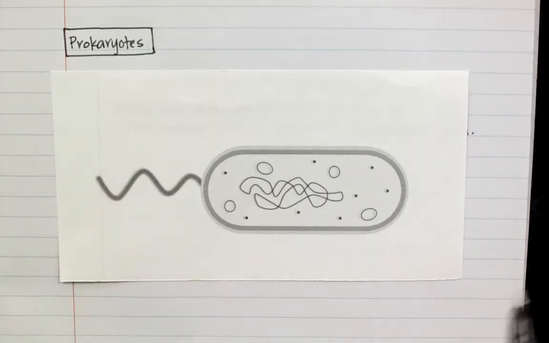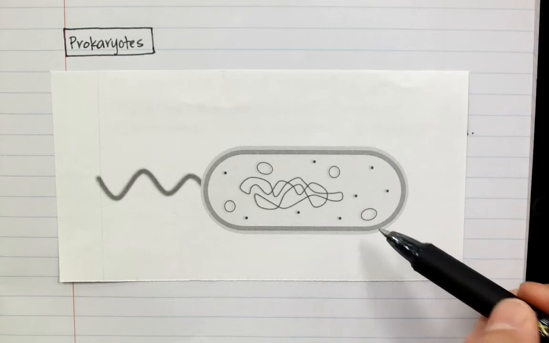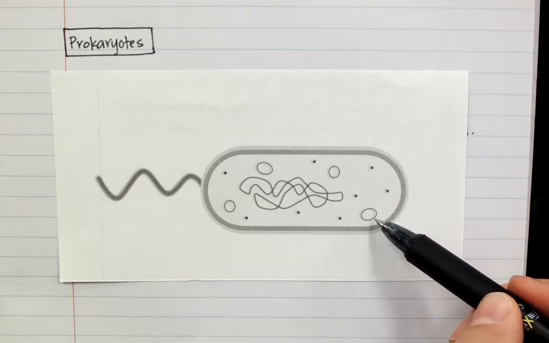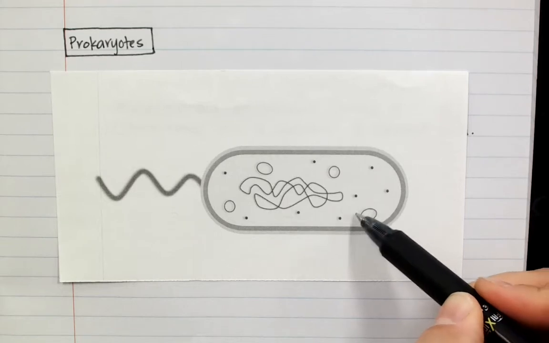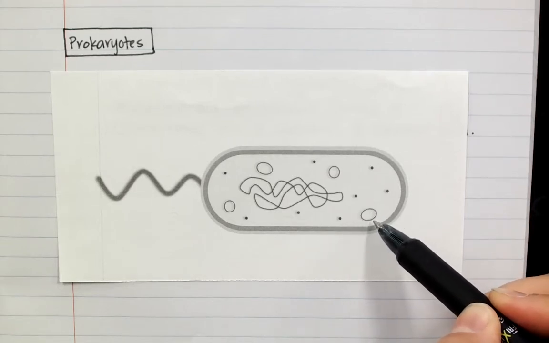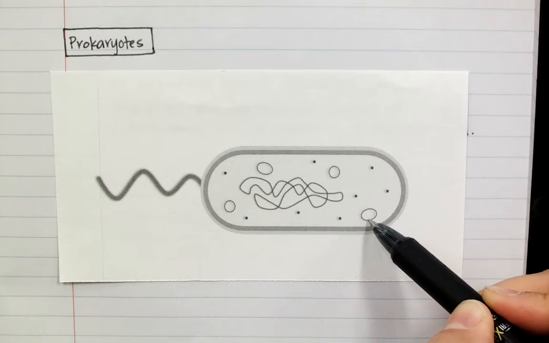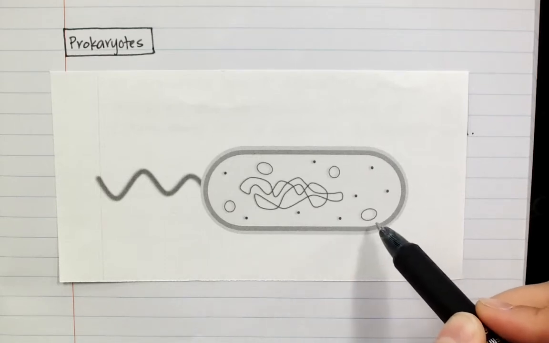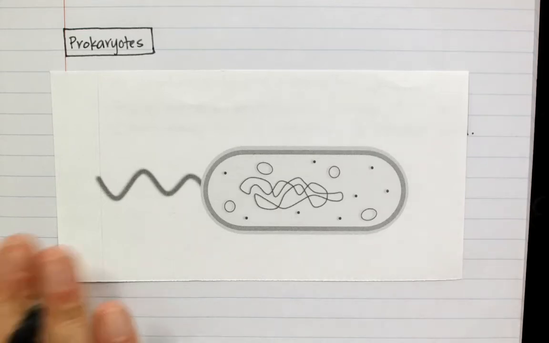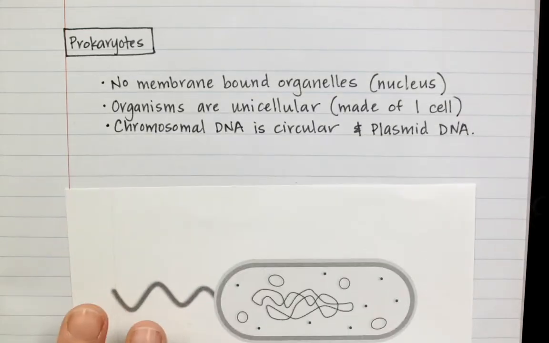Plasmid DNA is super cool because plasmid DNA allows us to actually genetically modify these things. So we can take an extra bit of DNA here, a plasmid DNA, and we can put the gene for human insulin in it, and then we can put that inside of bacteria, and then the bacteria will start making human insulin. And that's really helpful for anybody that's diabetic because it means that we can give them insulin.